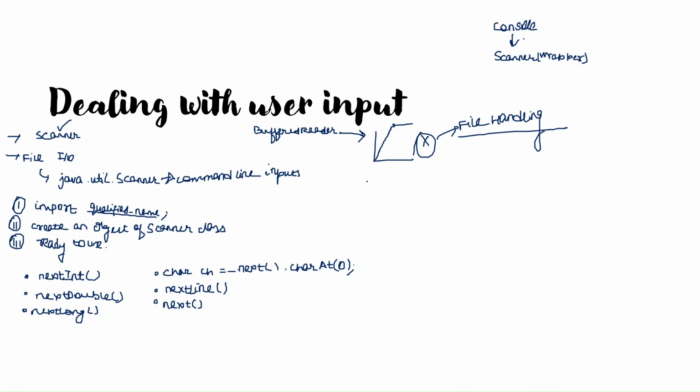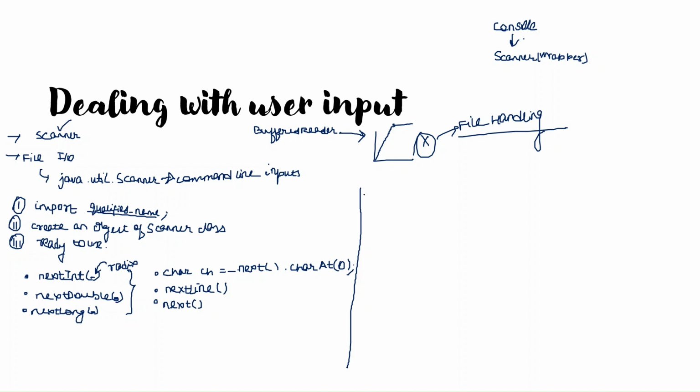Now, there is one more thing that I can ask you to try out, which is all of these numeric methods: nextLong, nextFloat, nextDouble, then nextByte, nextShort. They accept a user input for you, but they can also have a parameter. That parameter is the radix.